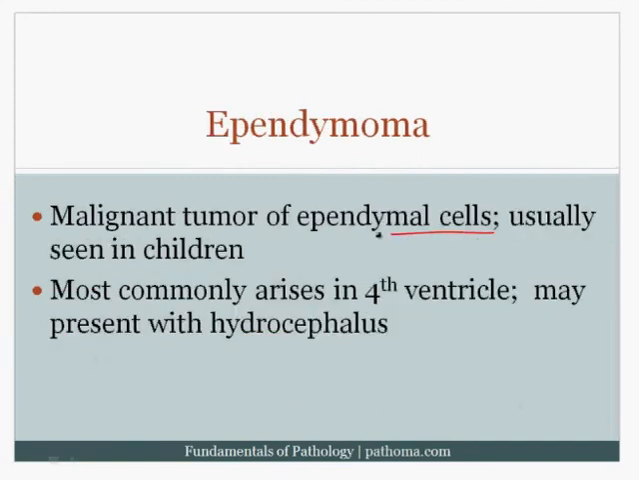Ependymoma is a malignant tumor of the ependymal cells. Remember that the ependymal cells line the ventricular space. It's usually seen in children, and because it's usually seen in children, it'll be beneath the tentorium, and beneath the tentorium means it'll be in the fourth ventricle. Because this tumor arises from the cells lining the ventricular space, it'll eventually grow out into the ventricular space, and it can block the flow of CSF, producing hydrocephalus, and that's very high yield as well.